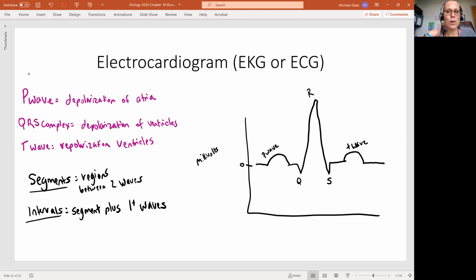Now this information is included in your text. So if you want a little bit more information on the EKG, just for your own information, please take a look there. And that finishes us on this section.